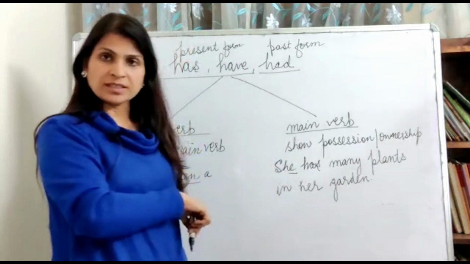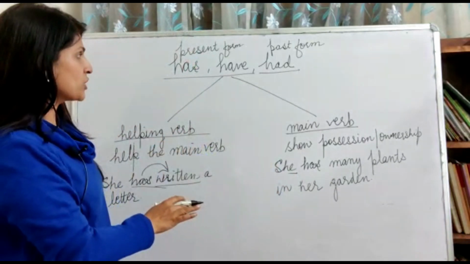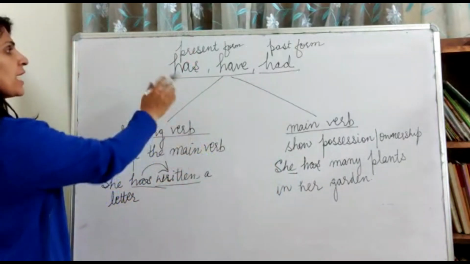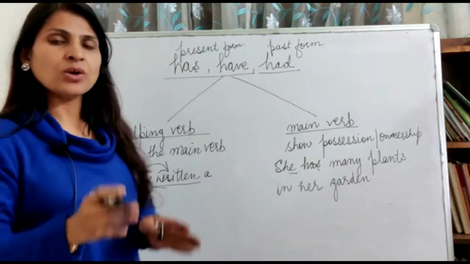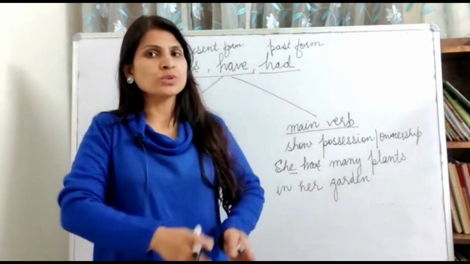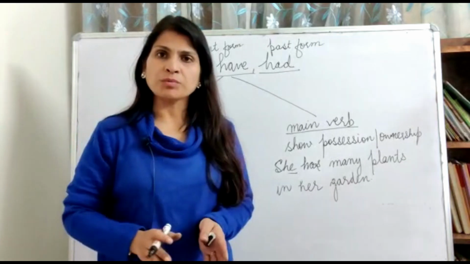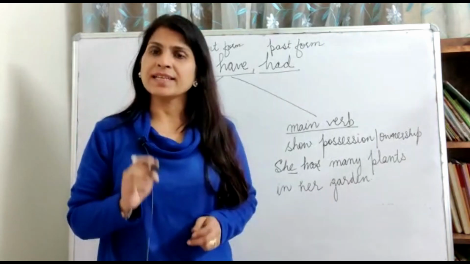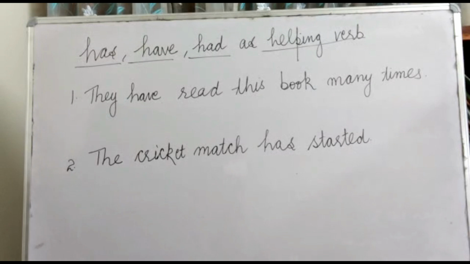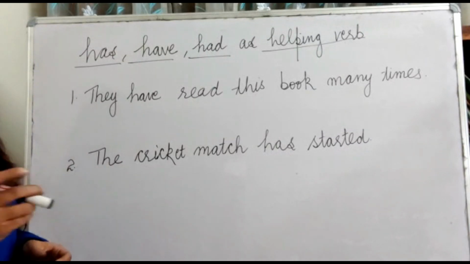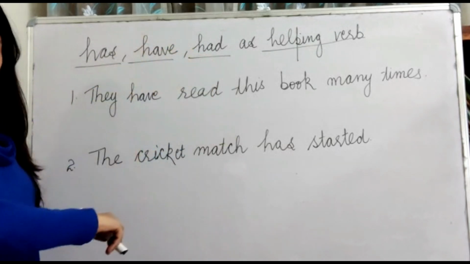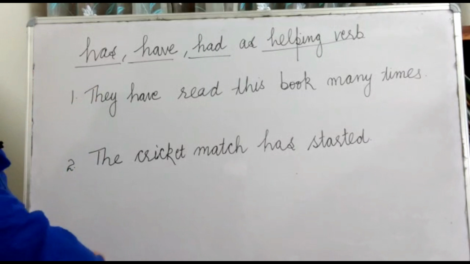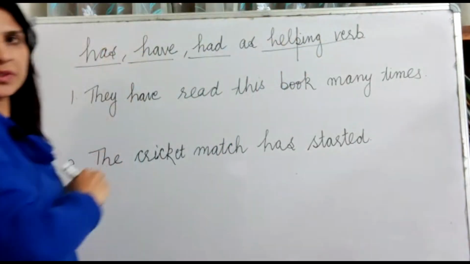These are the two functions of the verbs has, have and had in the sentence, and on the basis of their use in the sentence, we form the interrogative sentences. Let's first see how we change the declarative sentences with has, have and had into the interrogative ones when they act as the helping verbs.